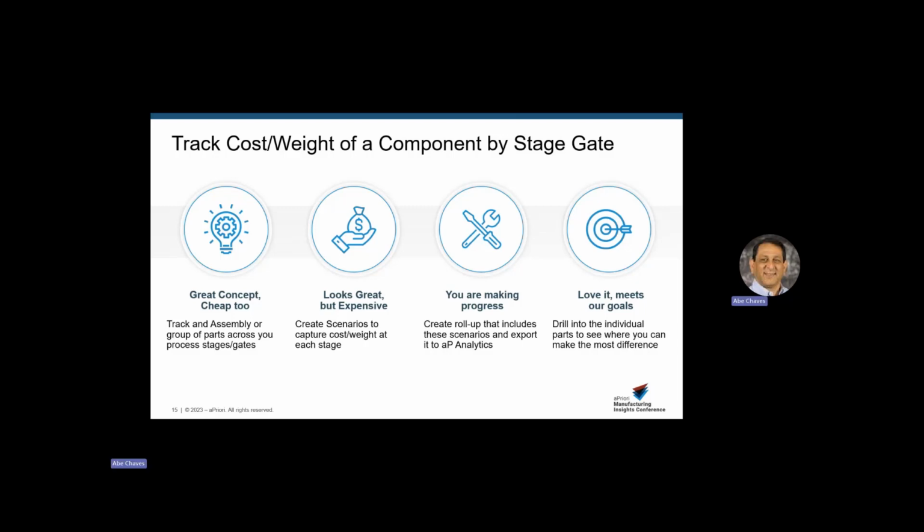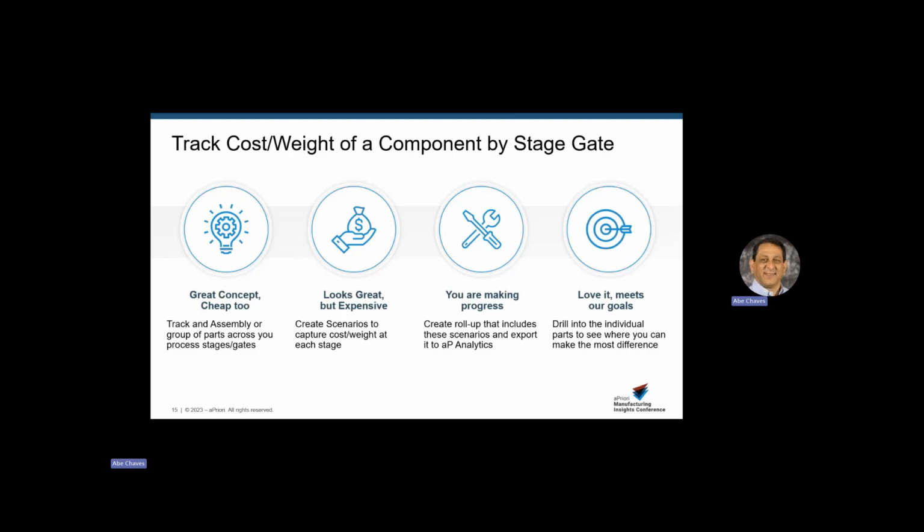So in this one, you actually have to save an instance of whatever it is you are designing, and then add it to a roll-up every time that you save a new one, so that what you're really tracking is the component as it moves through the stage gate process, because you keep adding that scenario, what we call the instance, a scenario, to the roll-up.